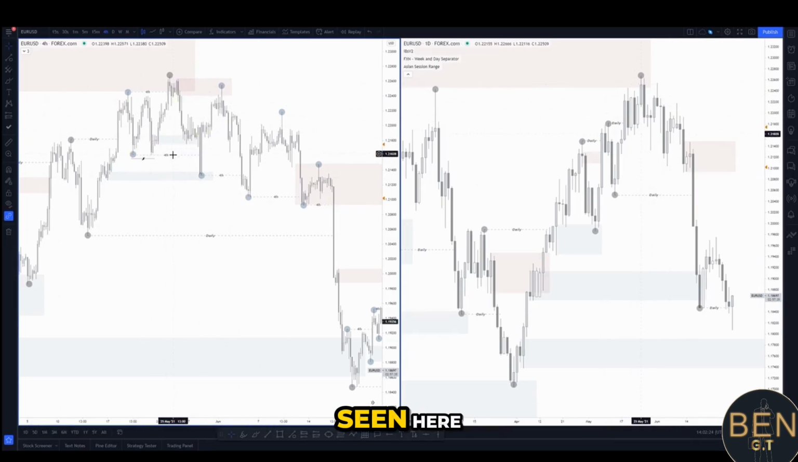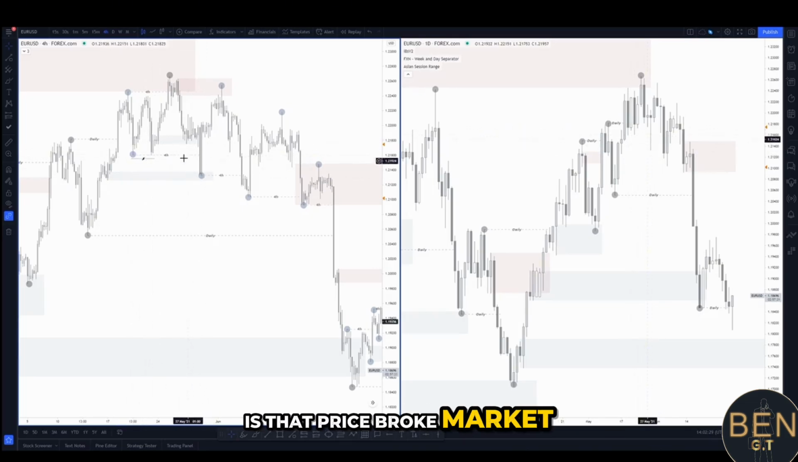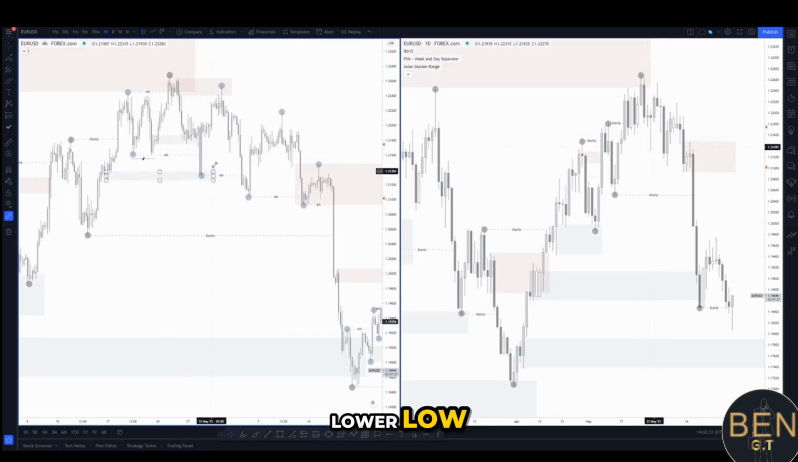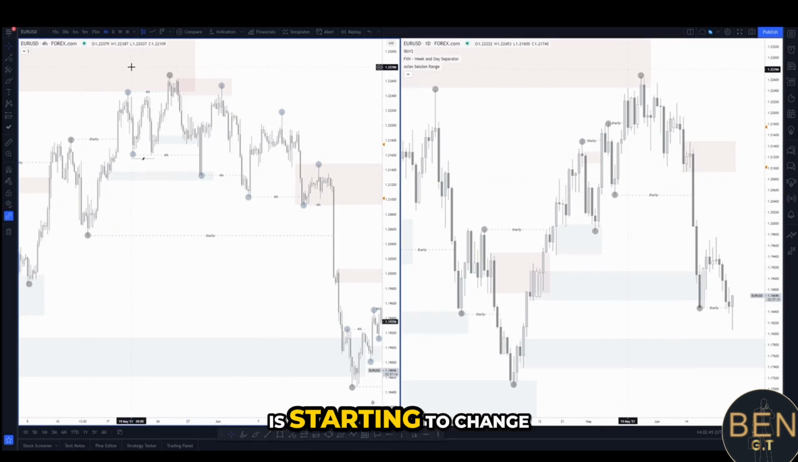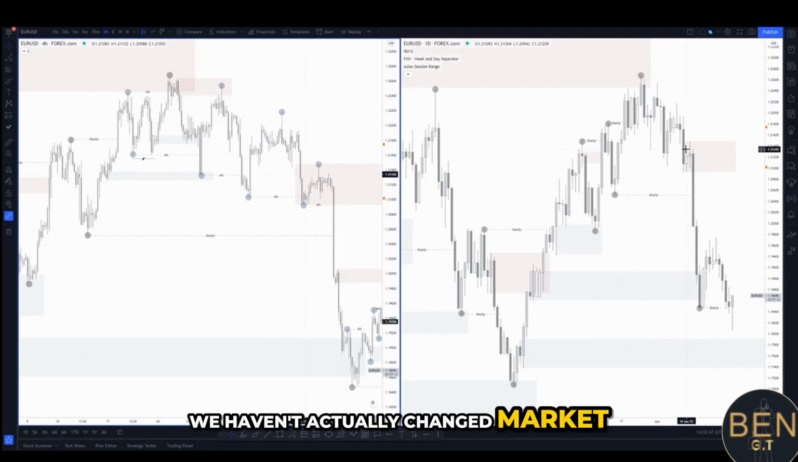Once we broke these lows, price broke market structure with this large drop, so we've put in a lower low. We've come back in, we've tapped into supply, and what has ended up happening? We've failed demand, and we've continued down to create a lower low. What this is now telling us is that the supply zone on the daily chart is starting to change. We haven't actually changed market structure on the daily yet.